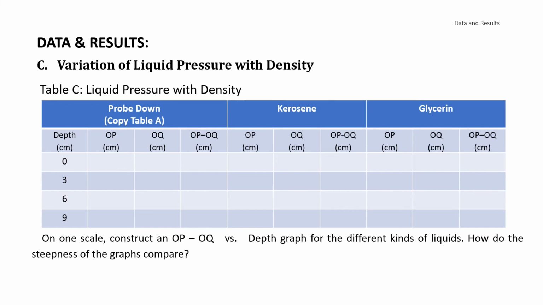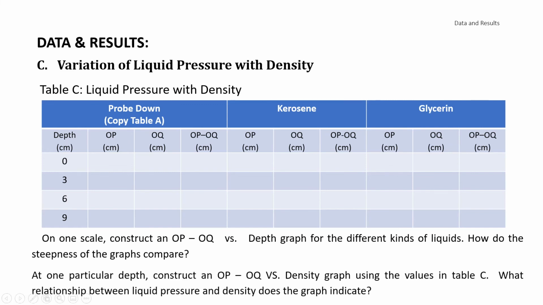So here you're going to draw a line graph for each liquid. At one particular depth, construct an OP minus OQ versus density graph using the values in table C. What relationship between liquid pressure and density does the graph indicate? So here you're going to draw a bar graph for each liquid.